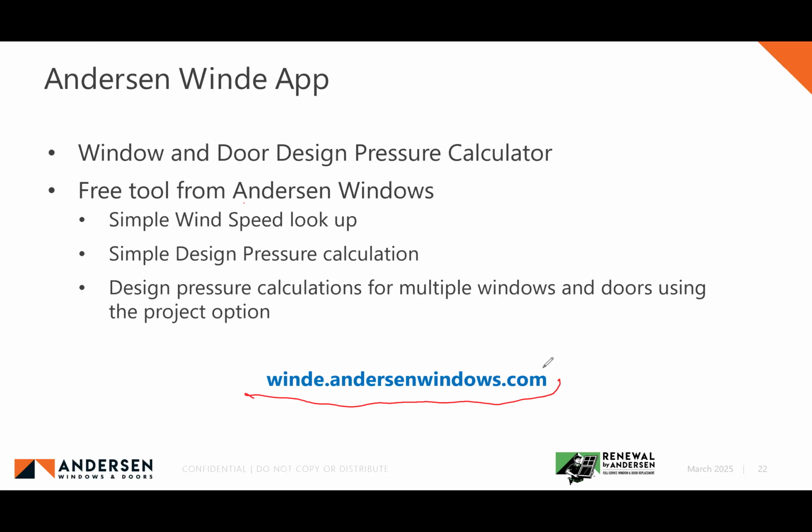Windy.andersonwindows.com, and you can log in, you create an account, you establish a username and password, and you're off to the races on what I'm about to show you. Okay. There are three key parts of it. There's a simple wind speed lookup, simple design pressure calculation, and you can do the project option where you have multiple windows throughout a building.